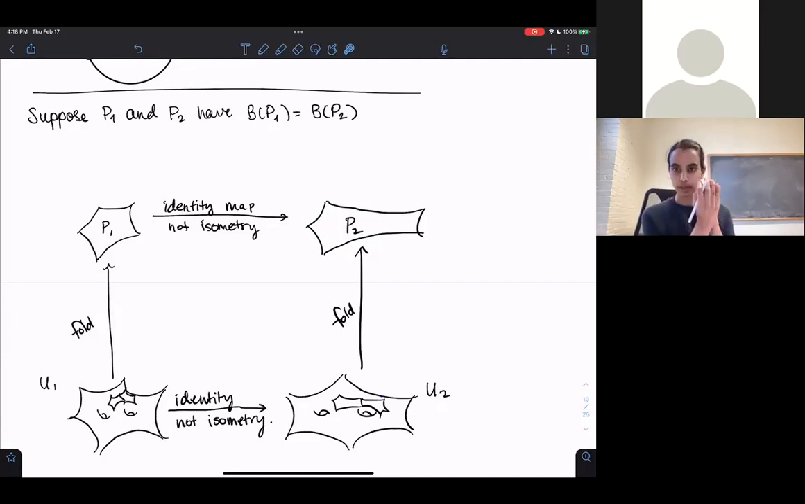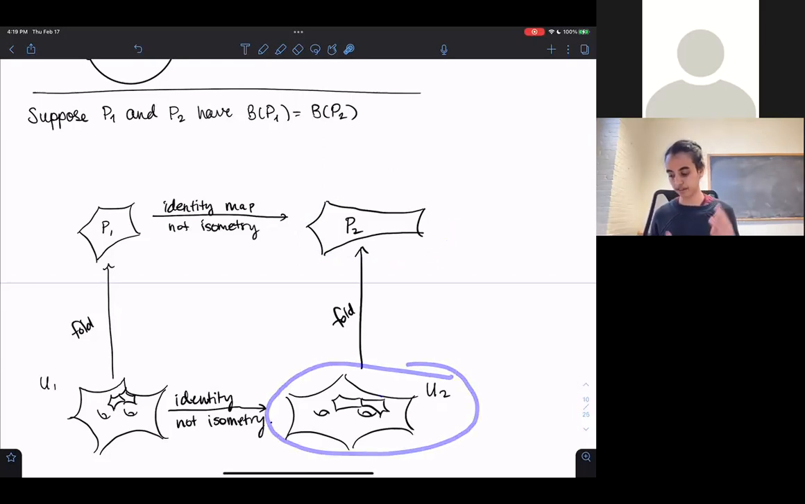So the double of P1 and P2, if I remove the cone points, remove the vertices, these are both spheres with 5 points missing, or the number of points missing same as the number of vertices. So they're topologically the same. And the cover of that sphere with points missing that U1 corresponds to comes from a subgroup of the fundamental group of that sphere with points missing. Take the cover of the double of P2 corresponding to the same subgroup. That will be an unfolding of P2.